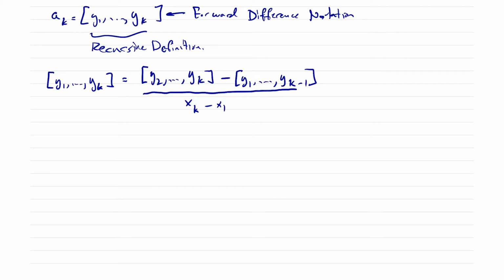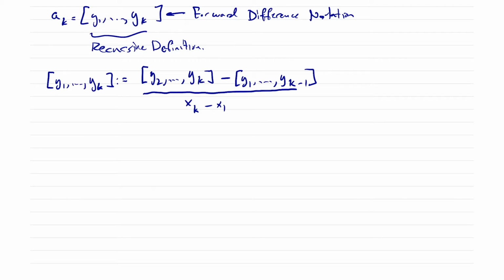Okay. So we see that each of these are of length k minus 1. And so you would basically take the same formula for k minus 1 and apply it again. And we know that eventually it'll terminate just because we only have a finite number of terms.